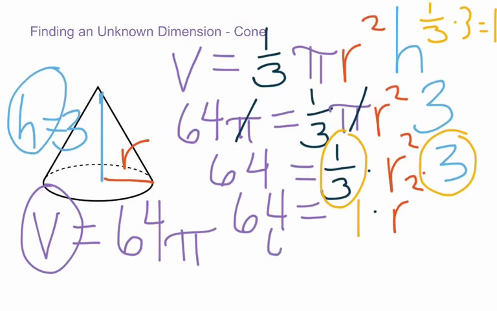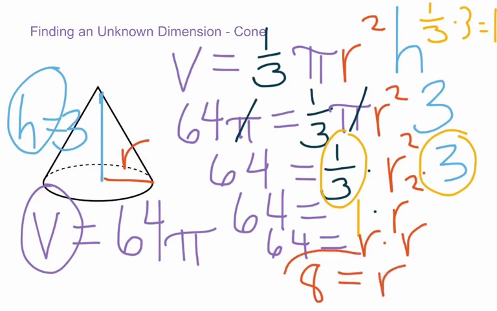Another way that might help is simply looking at it like this. R times r is 64. Well, what number times itself is 64? Well, that would be 8. So my missing radius is therefore an 8.